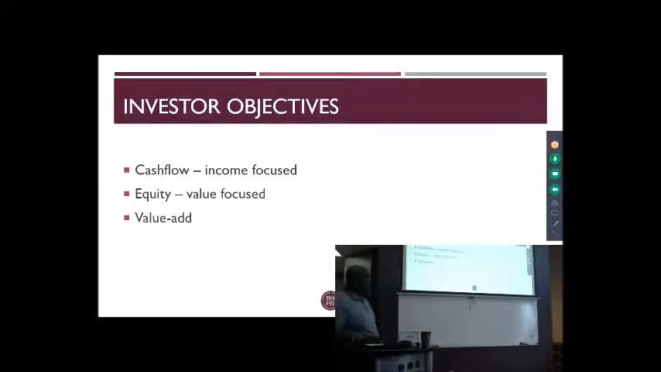Value add, again, we talked about on the previous screen, some investors, this is their whole focus. Show me stuff where there's value add opportunity or embedded value that I can pull out and make a profit on the back end. Basically, commercial asset flippers.